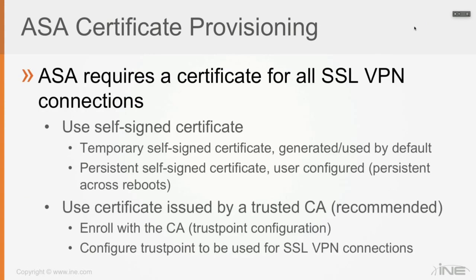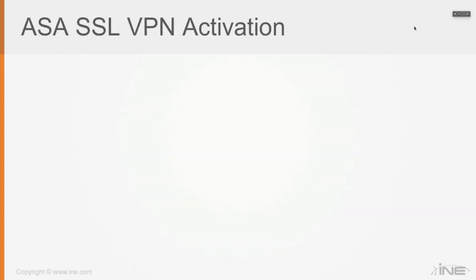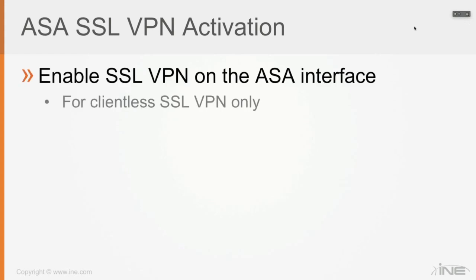Certificate provision is going to be the same as in client-based SSL VPN. So the way the ASA can get a certificate to be used for SSL VPNs is going to be the same options as in client-based SSL VPNs. Then activating clientless SSL VPN is going to be the same way as we did in client-based, as you're going to see. So we have to enable SSL VPN capabilities on that ASA interface, which is used to terminate the SSL tunnels.